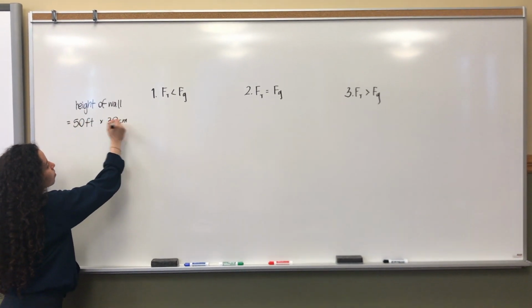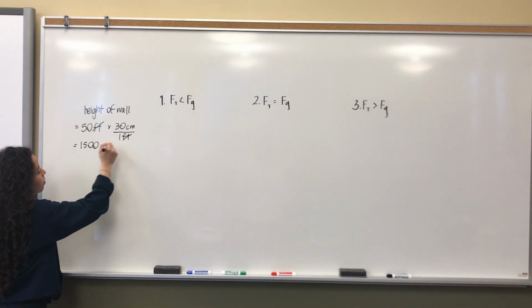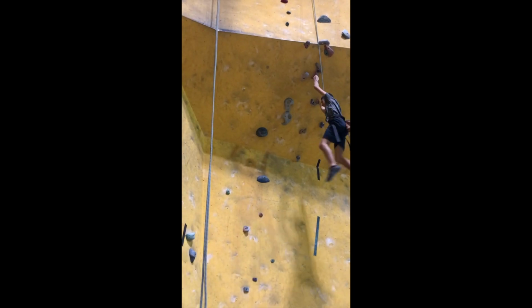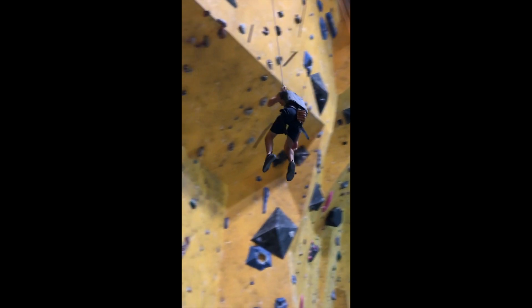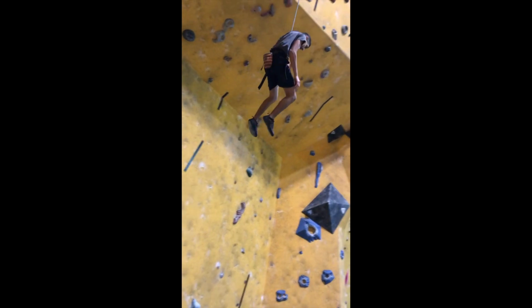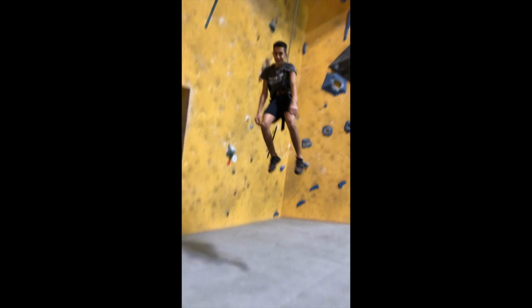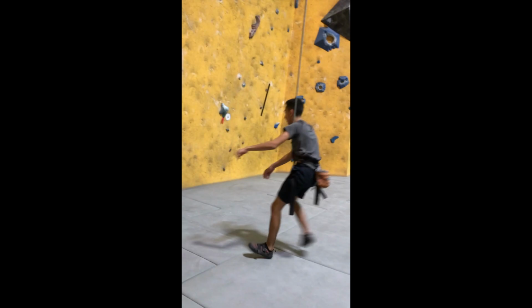We know that it is 50 feet, and after converting that to meters, we can divide it by 3 to find the height for each section. This is the climber being belayed down. For approximately the first 5 meters, they are accelerating downwards. Then for the next 5 meters, they are moving at a constant speed. And for the final 5 meters above the ground, they are slowing down.